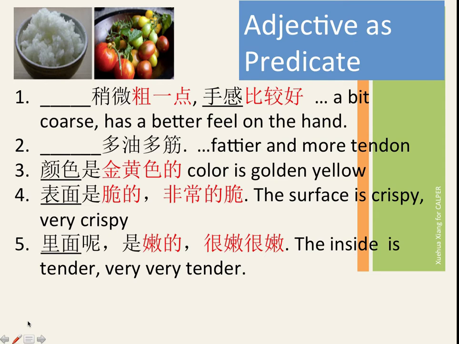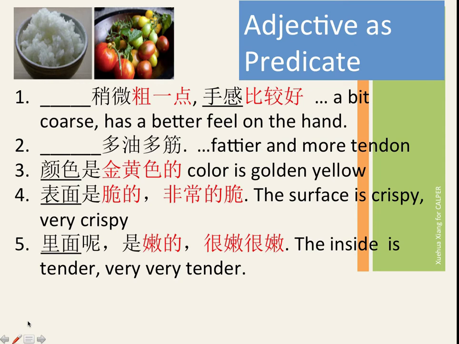Number 3, 颜色是金黄的. So here you should maybe have known already that if you are describing something and you have 是 as the verb, the adjective needs to come with 的. That's just how the grammar goes. 颜色是金黄色的. So the color is golden yellow. We cannot say 颜色是金黄色 as a description, unless you were indicating the color. 颜色是金黄色, so the color comes out as golden yellow.